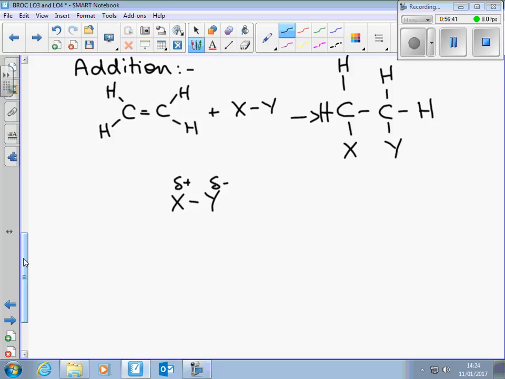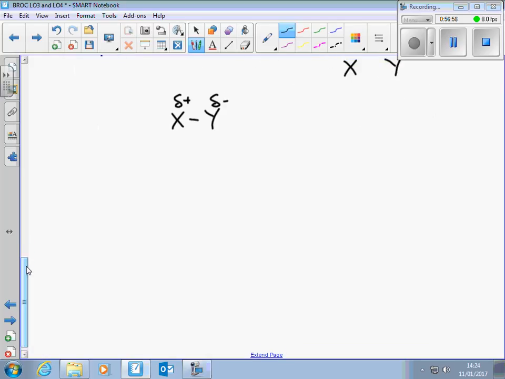the first thing that's going to happen is that we've got to have this approaching our pi bond the right way round in order to actually have any effect on it. Let's just consider what the options are. If we've got our ethene molecule here, if our XY comes in, the way that it's going to react is that we have XY like that, okay? So that will give us a reaction.